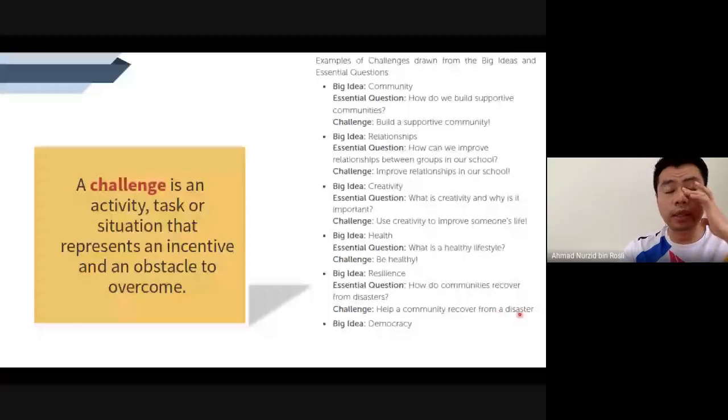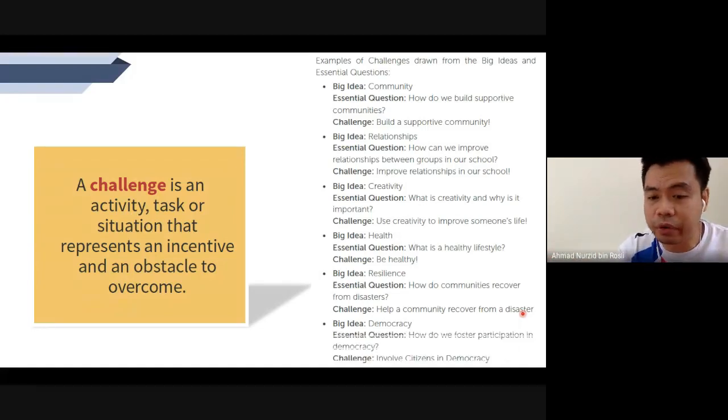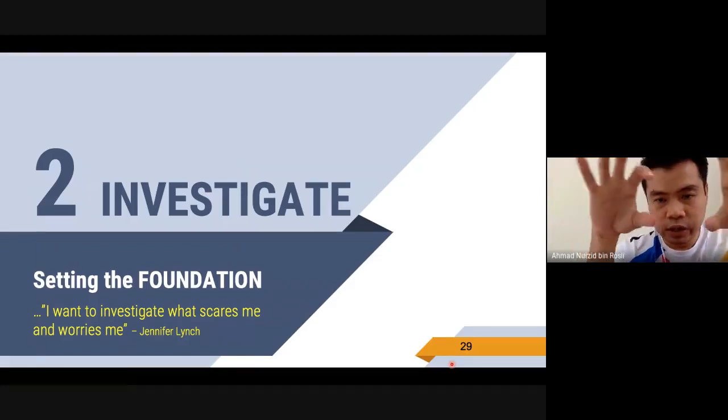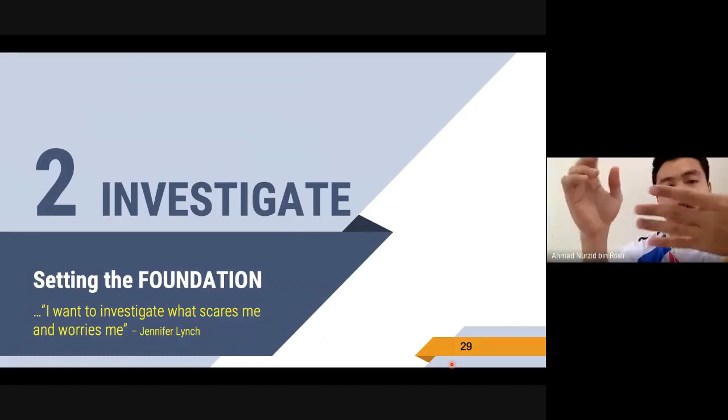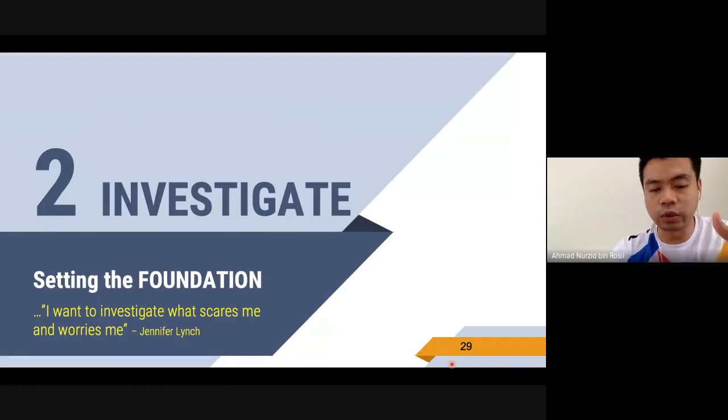Meaning to say, with this challenge, it helps the students to find out and list out what are the things that they can do with the challenges. And the last one, democracy. How do we foster participation in democracy? Challenge: involve citizens in democracy. All right. So we have already finished with the first phase, which is engagement. I will repeat again. Engagement involves the big idea, building the essential question, and also having a challenge. All right. So now we're going to go to phase 2, investigation, which is setting the foundation.